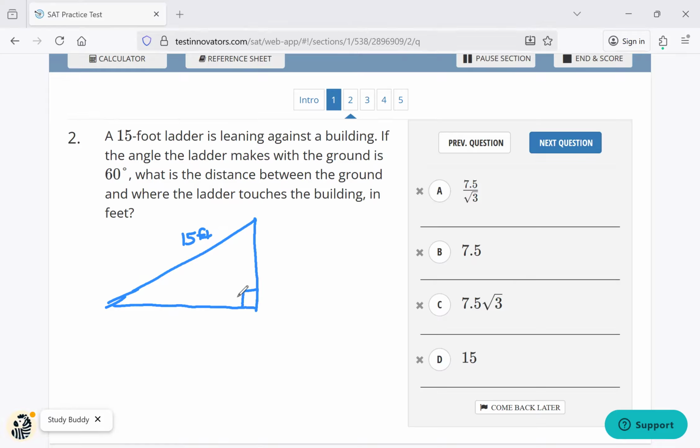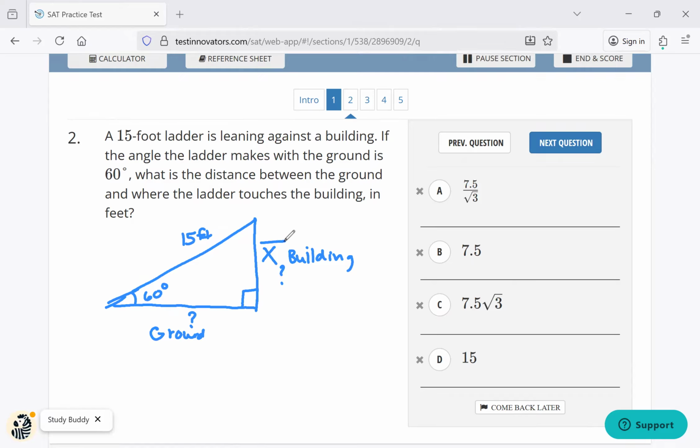They're saying that if the angle the ladder makes with the ground is 60 degrees, so this angle here is 60 degrees, what is the distance between the ground and where the ladder touches the building? So this is the building. What do they want? Do they want this distance or this distance? They're saying, what is the distance between the ground, here's the ground, and where the ladder touches the building. So I think they want this distance. That's kind of difficult.